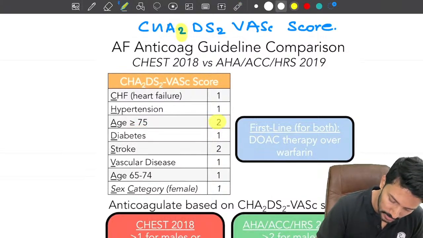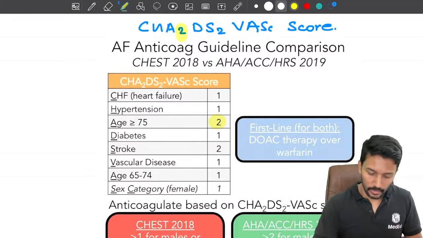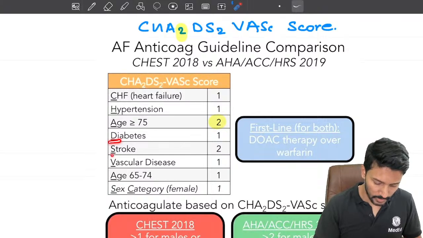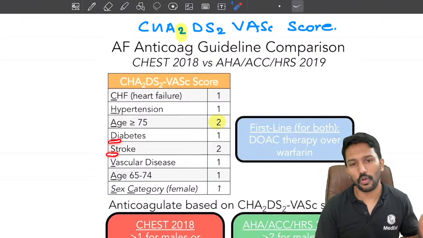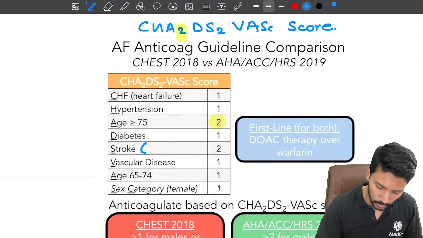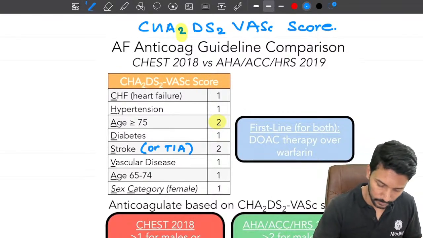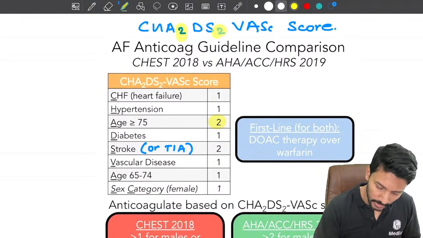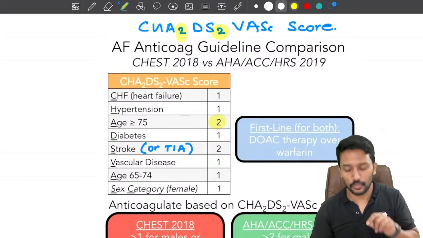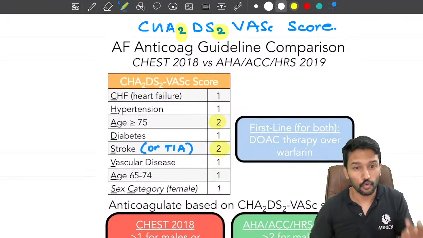2 points. That's why it is like CHA2. Then D stands for diabetes. S stands for previous stroke or TIA, right? We have to remember here that not only stroke but even TIA. Okay. And S also we are addressing it as 2. CHA2-DS2 because if there is stroke, we are giving 2 points.